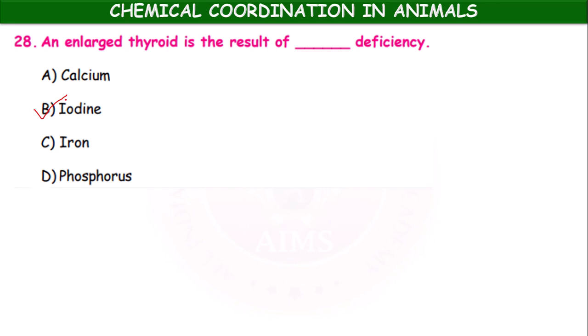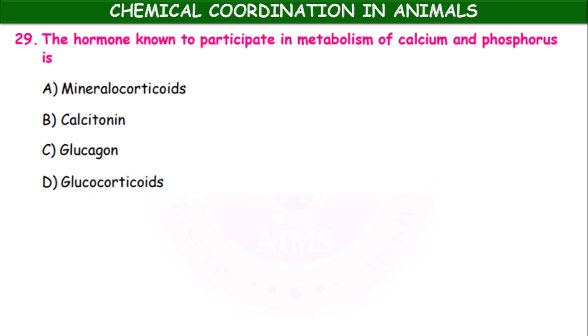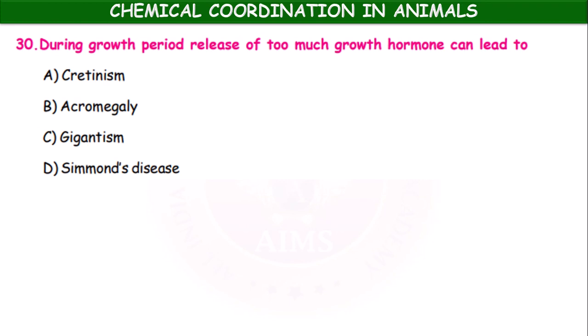What is that disease? What is that condition? Goiter, simple goiter. The hormone known to participate in metabolism of calcium and phosphorus is mineralocorticoids, calcitonin, glucagon, glucocorticoids. It is the calcitonin which regulates the metabolism of calcium and phosphorus. During growth period, release of too much growth hormone can lead to cretinism, acromegaly, gigantism, Simmonds disease. Gigantism.